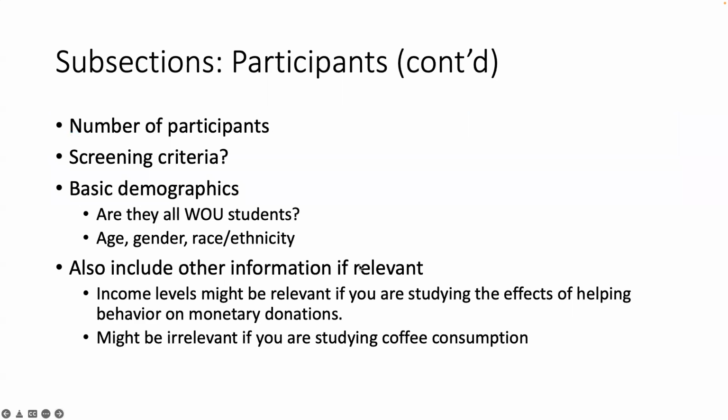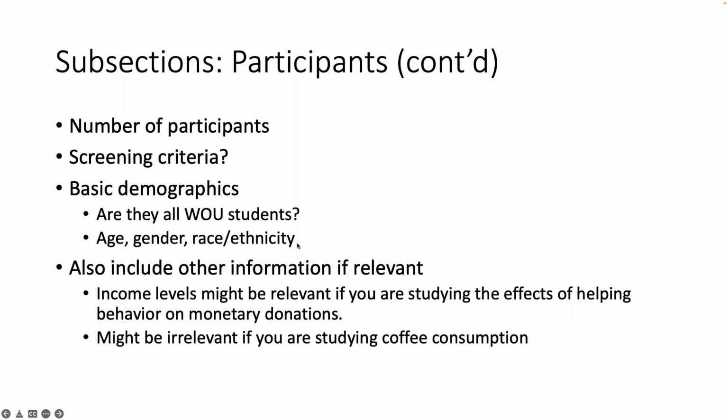So what about beyond participants? What about the screening criteria? So did you only want people that loved music in your study, or did you only want racial or ethnic minorities? Was there any screening criteria? For some of your studies, there might not be any screening criteria. Even if you didn't have any screening criteria, researchers would still be interested in knowing whether all of the participants in your study were WU students.